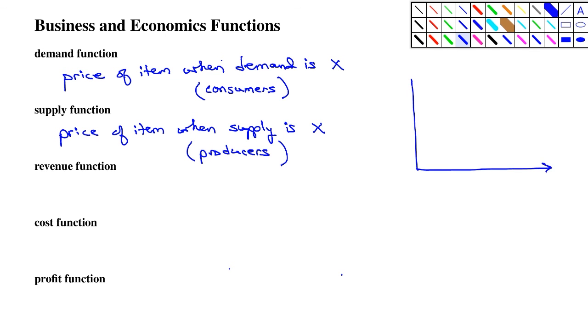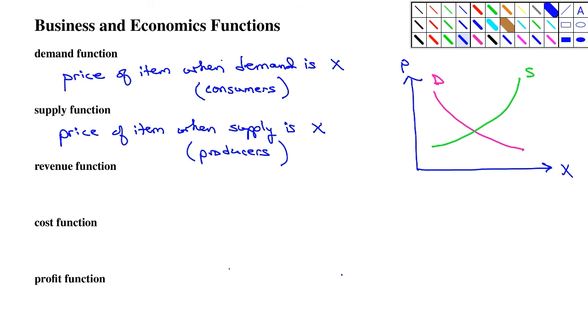All right, so here's X, and then here's the price. And so your typical demand curve is decreasing like this. We'll call that demand. And your typical supply curve is increasing, something like that. That's just the laws of economics, right? So the more that's demanded, the lower the price is going to go.